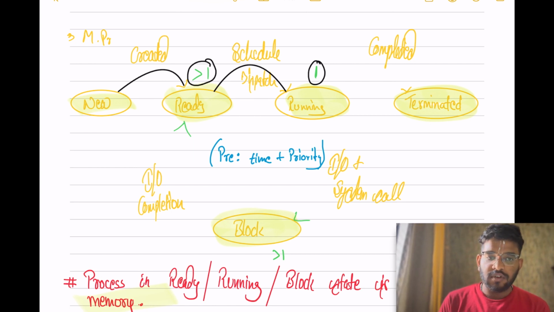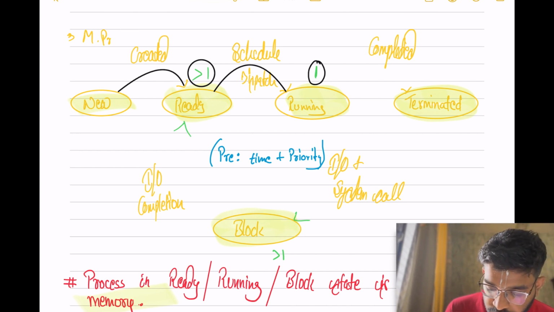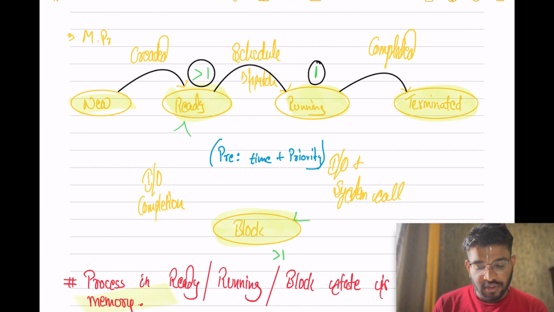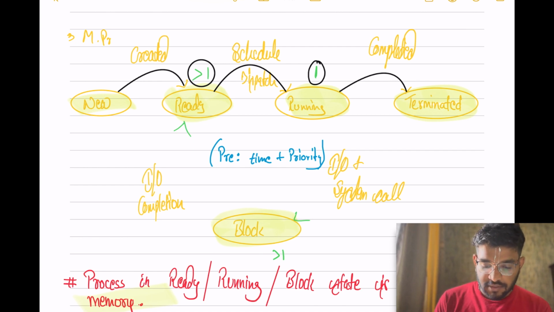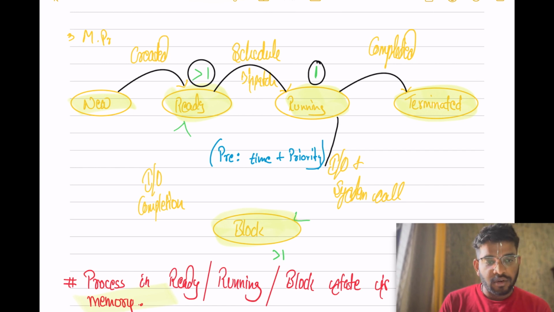If a process is in running state, it has three paths. One is for the completed state, so it goes to the terminate state. The second path is that if it needs an IO operation or system call, then it goes to the block state.